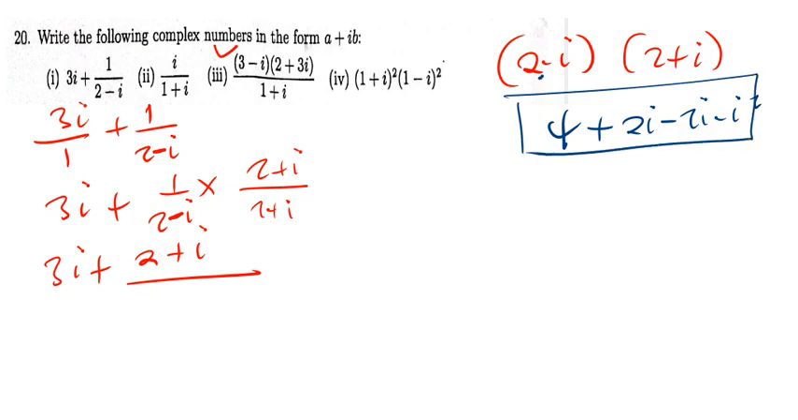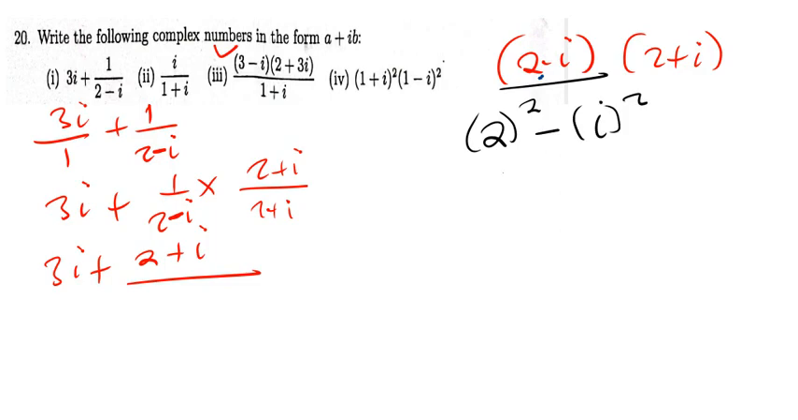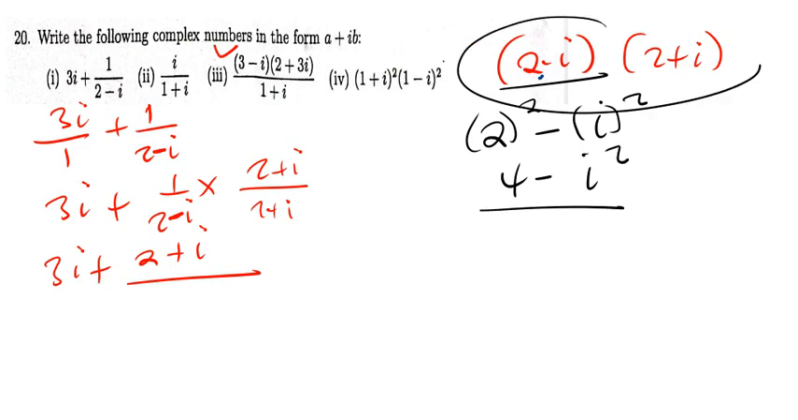The best thing you can do, guys, is if you're multiplying anything by its conjugate, we square the part having negative. In this case, this one has got negative. I'll say 2 in the brackets, I'll square it, minus I in the brackets, I'll square it, which is going to be 4 minus I squared. So I have now expanded that.